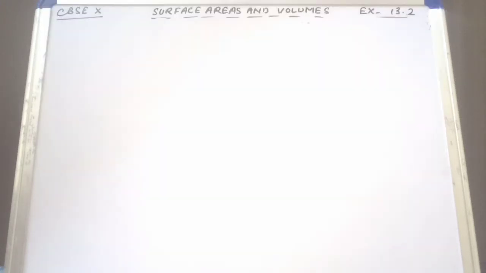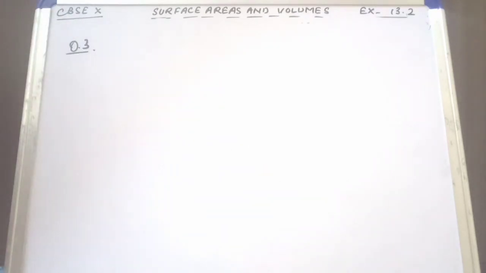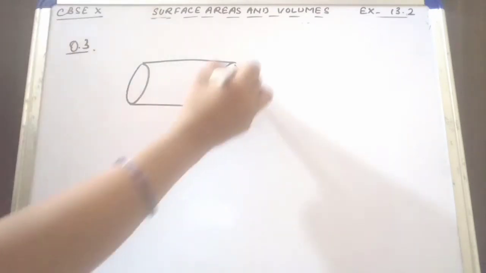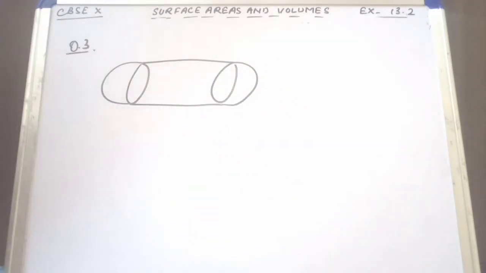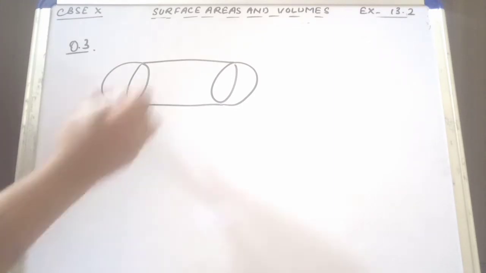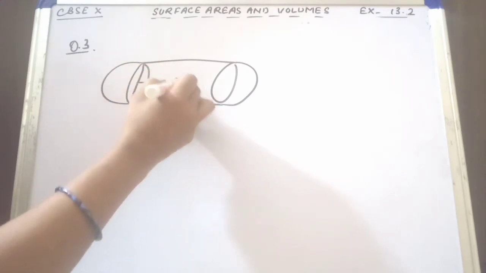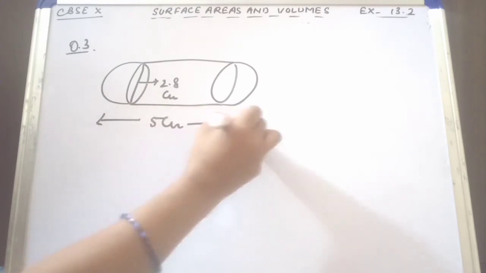Here given that, question number 3. A gulab jamun of cylindrical shape, and this is two hemispheres, with length 5 centimeter and diameter 2.8 centimeter. This diameter is 2.8 centimeter and this total length is 5 centimeter.